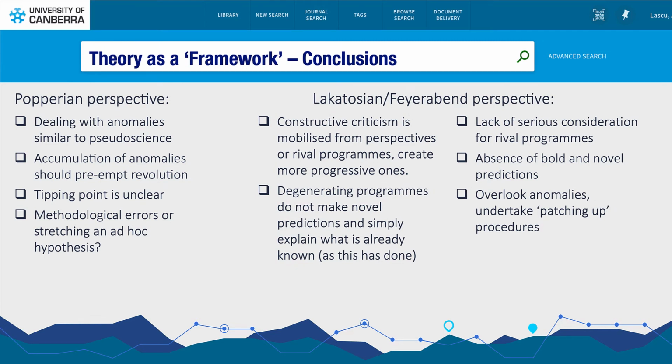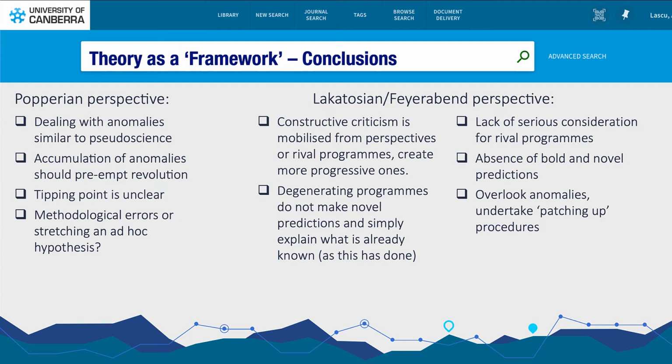What about the other perspective? So if you took a Popperian perspective, dealing with anomalies was done similar to how we consider pseudoscience. Anything that didn't fit didn't also affect the theory itself, and we just found excuses. The accumulation of anomalies actually should preempt a revolution. It should be an indicator that change should be made to the theory, but we don't know where that tipping point is, and it's hard to find.